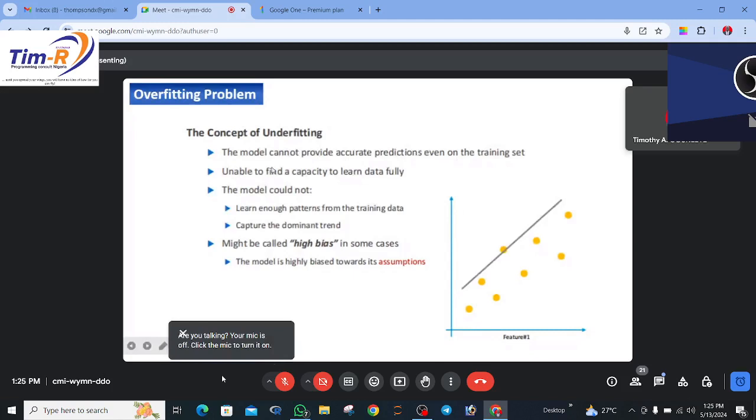So the concept of underfitting is that the model cannot provide accurate predictions, and that one is even worse, very much worse. It's unable to find the capacity to learn the data fully. It doesn't even understand it, and the model could not learn enough patterns from the data or capture the dominant trend, and might be called high bias in some cases. So the model is highly biased as well. That's one thing about underfitting.